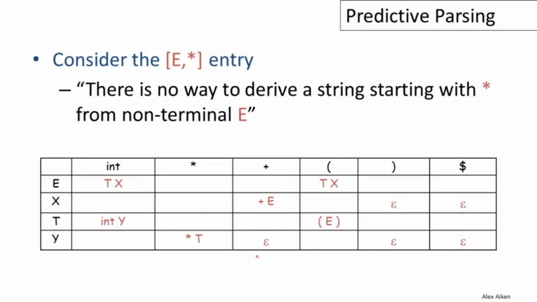And finally, notice that a lot of the entries are blank, and those are error entries. So let's take a look at the E, star entry. That says that if the leftmost non-terminal is E, and the next input token is a times symbol, a star, well, then there is no move that you can make. There is no production you can use for E that's going to successfully parse that input, and this is the point at which you would raise a parsing error.